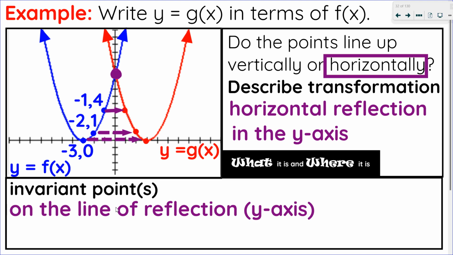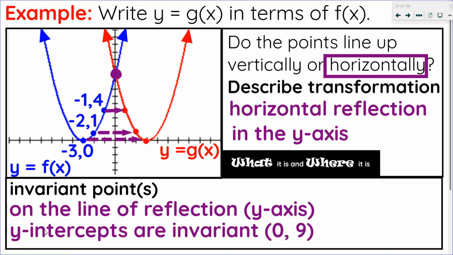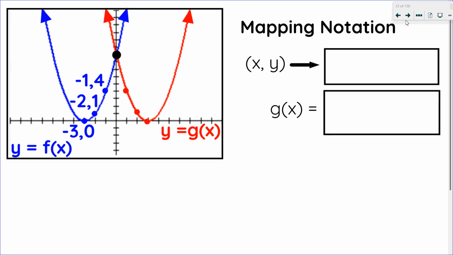So I have an invariant point on the line of reflection, which in this case is the y-axis. So invariant points would be the y-intercepts because they are on the y-axis. So in this particular example, the invariant point is (0, 9). In terms of the mapping notation, let's look at what happens.